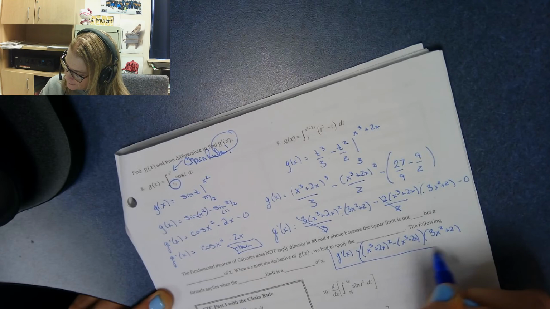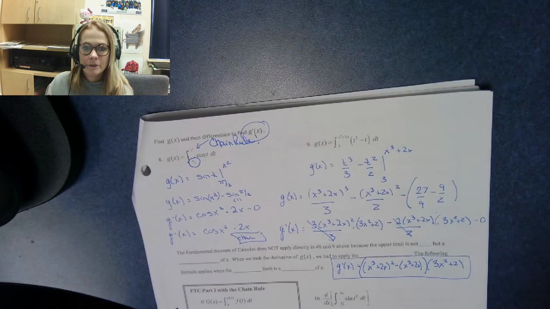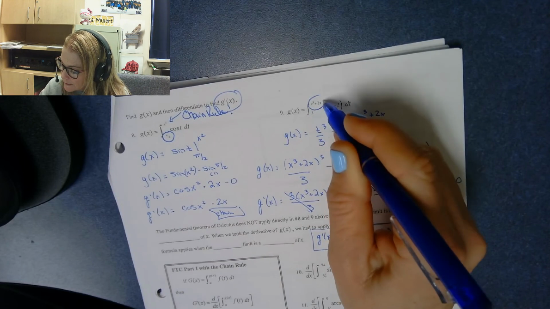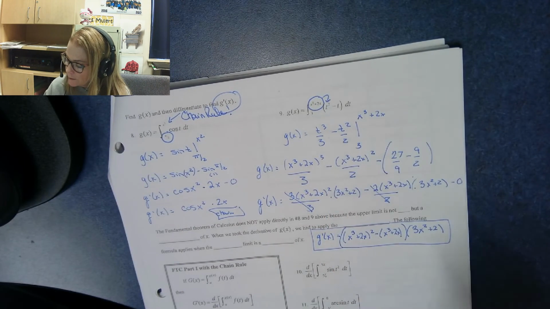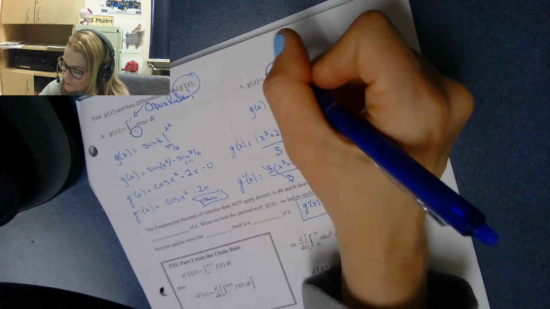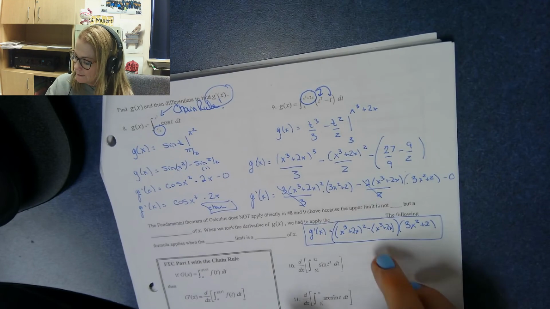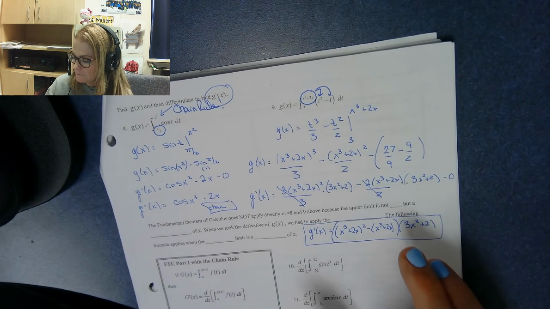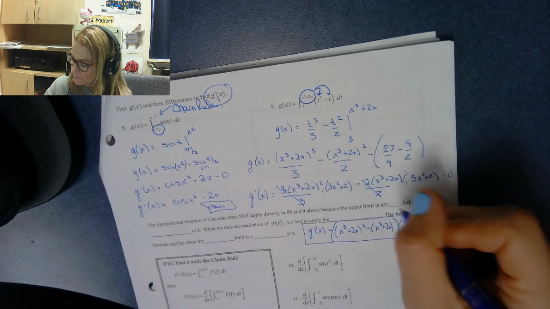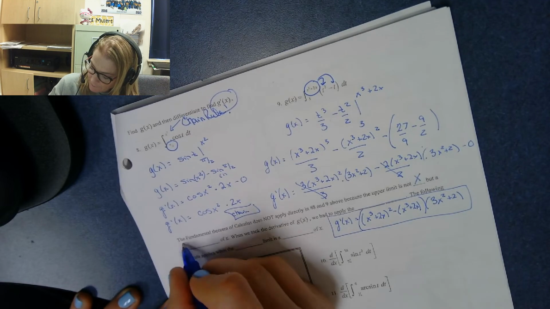So let's think about that from the get-go. If I had just dumped this upper bound in right there, I would get x cubed plus 2x squared. And if I had just dumped this here, I'd get minus x cubed plus 2x, and then the chain at the upper bound. So that's what's going to happen with this FTC, derivative of an integral, when your upper bound is not just x. The FTC does not apply directly in 8 and 9 because the upper limit is not x, but it's a function of x.